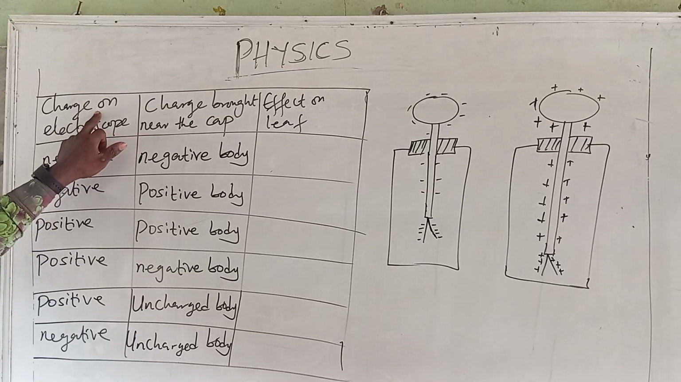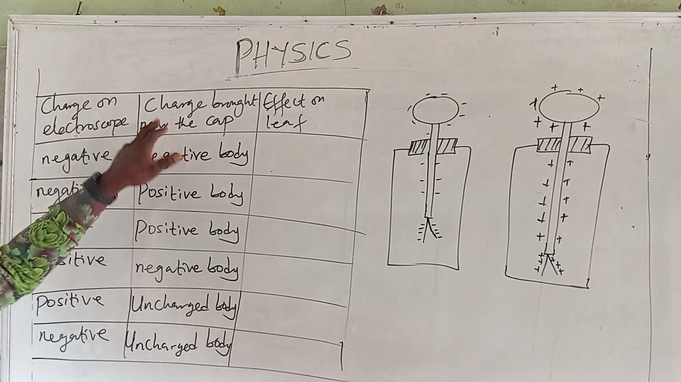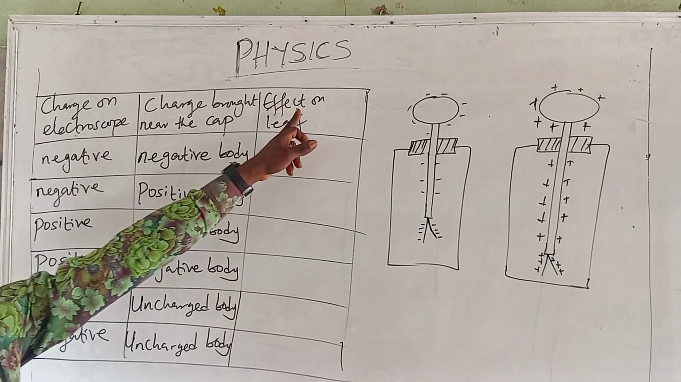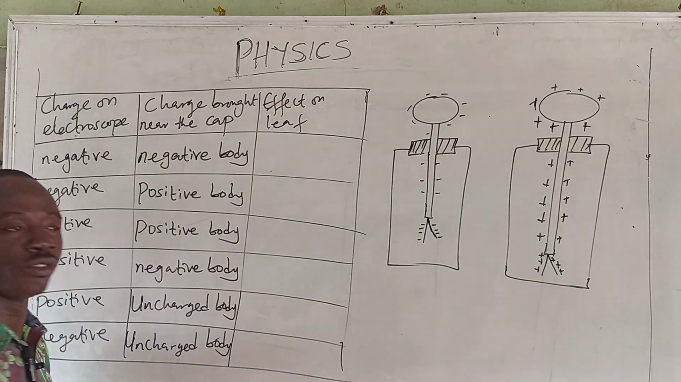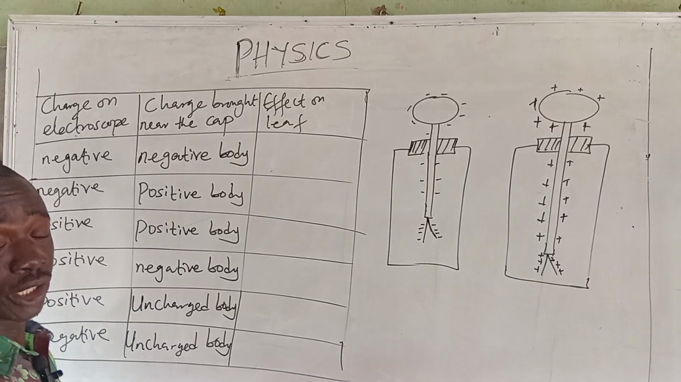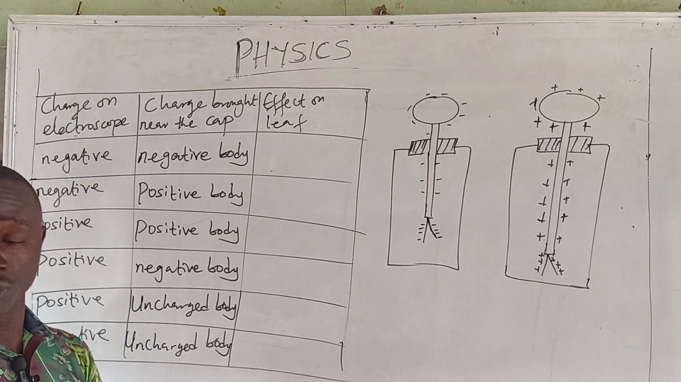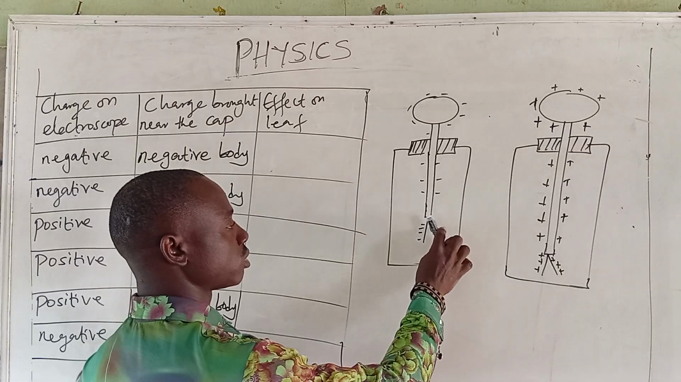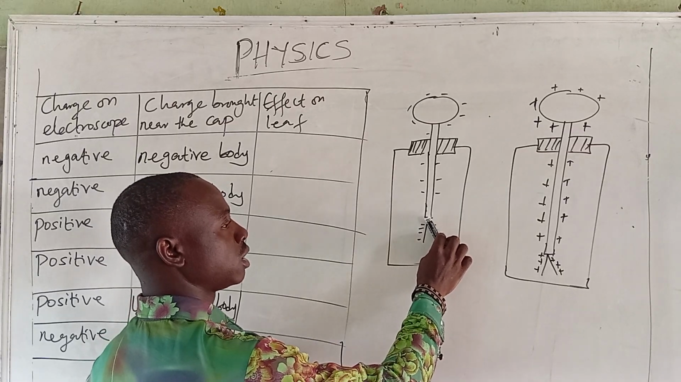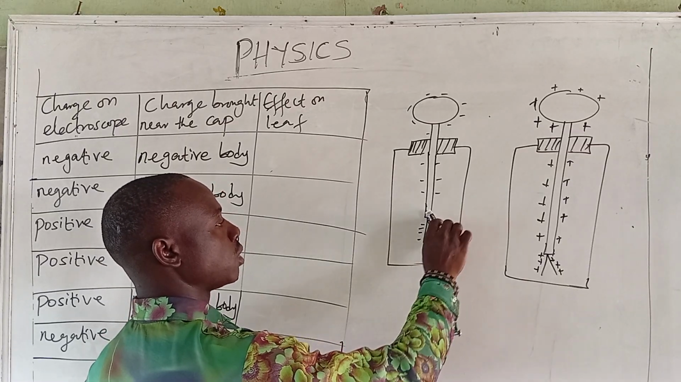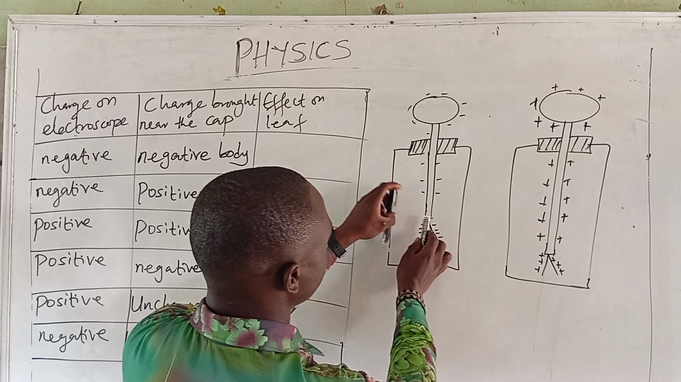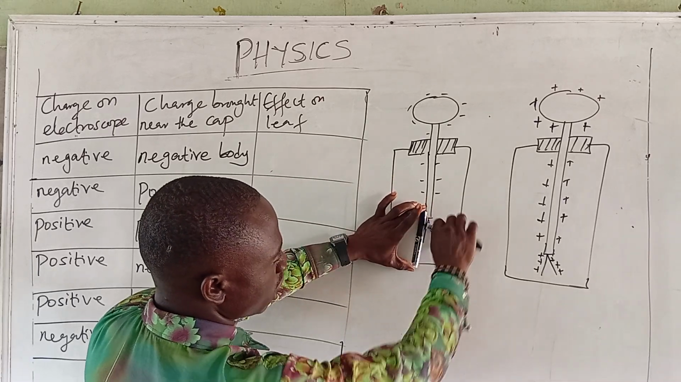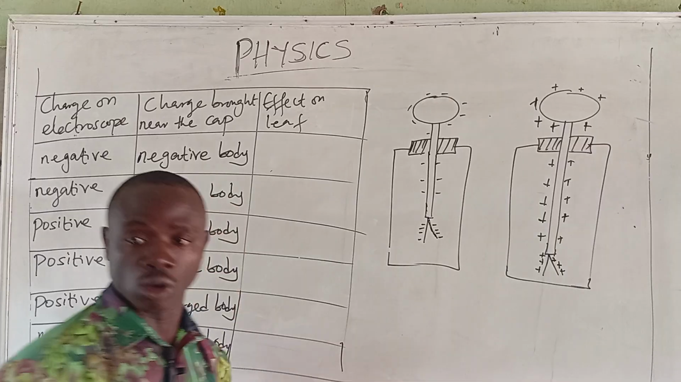In this column here, we have charge on electroscope. Then here we have charge brought near the cap. Then here we have effect on leaf. When they say effect on leaf, they are talking about the effect on the gold leaf. So don't forget it is only the gold leaf that moves, either diverges or what? Or converges. This is the metal plate, and this is the leaf. So it can either diverge or what? Or converge, okay?